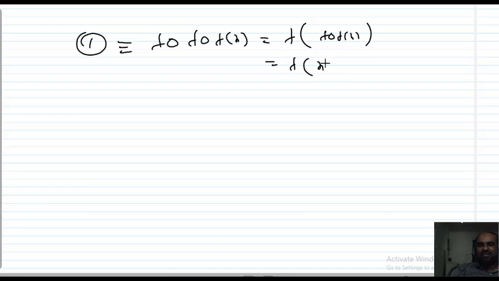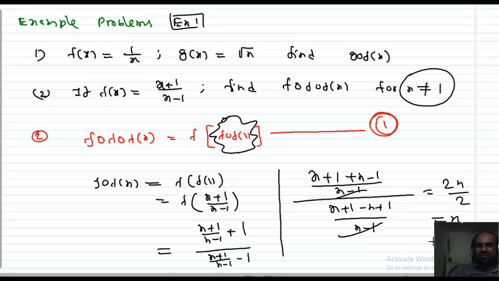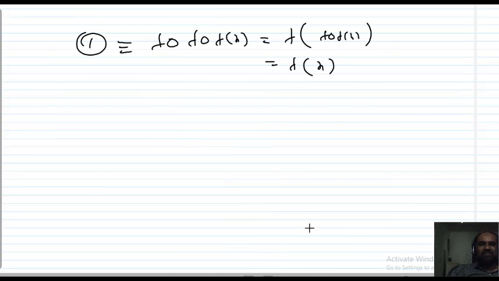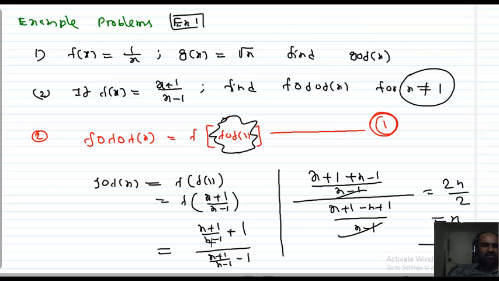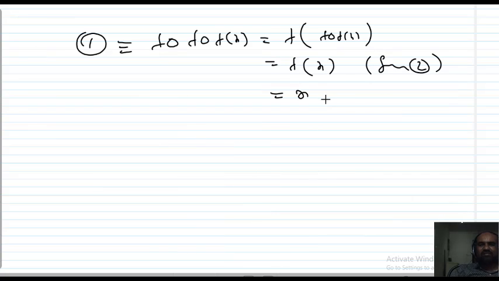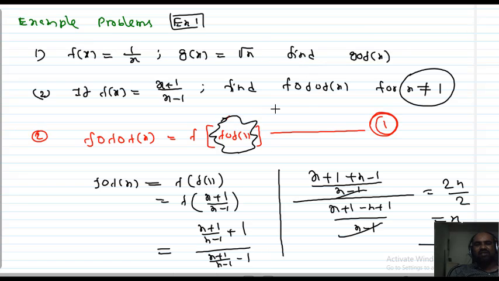Just now you got this is x. From 2 I can say, what is f of x, Nana? x, what is f of x? x plus 1 by x minus 1. This is the answer for the problem. Observe, Nana. How many circles here? 2 circles. f circle f, I got x. If you take f again, then you will get f of x. Even number of f's means you are getting x. Odd number of f's, you are getting the same function again.